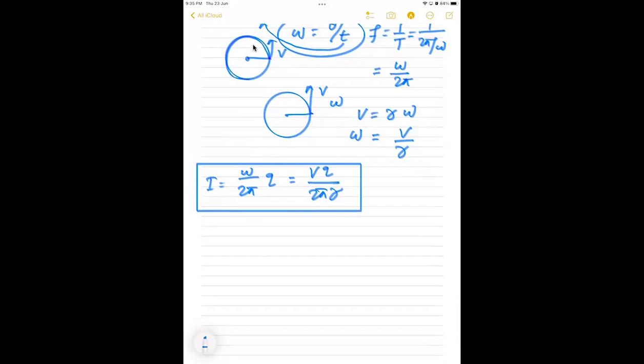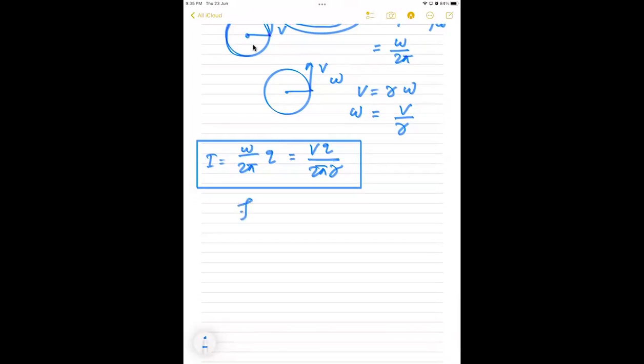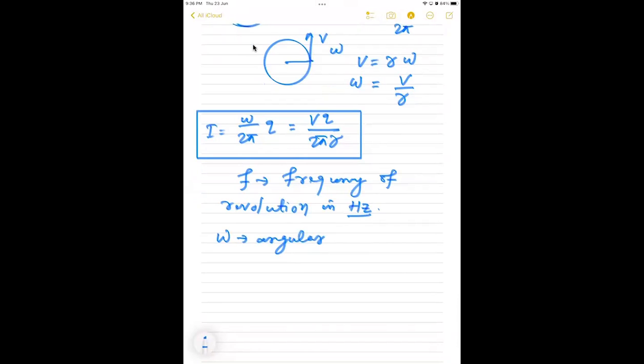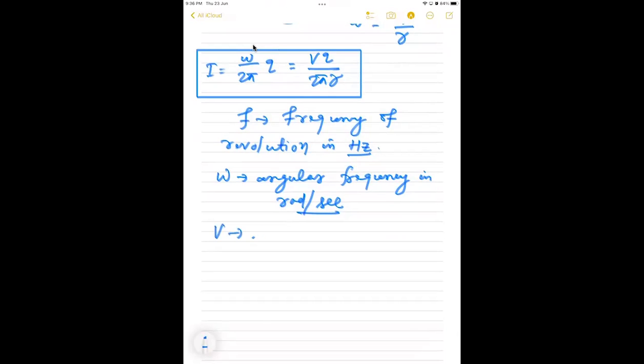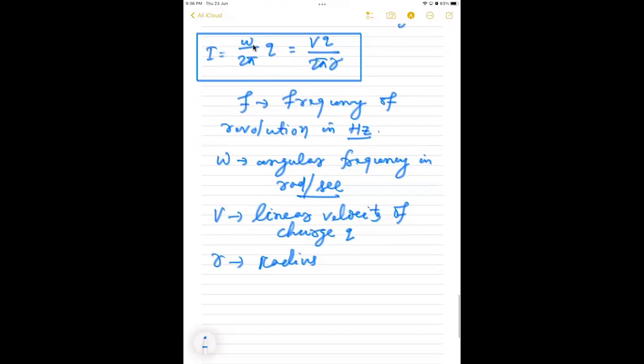Is that clear to all? Yes, sir. And here f is the frequency of revolution. What is the unit of frequency? Hertz, right? And what is omega, students? Angular frequency. Angular frequency is theta by t, right? Radian per second. Clear or not? What is V? Linear velocity of the charge q, right? And r is the radius of the circular path. All will be given in the question. You just have to find the current, right?